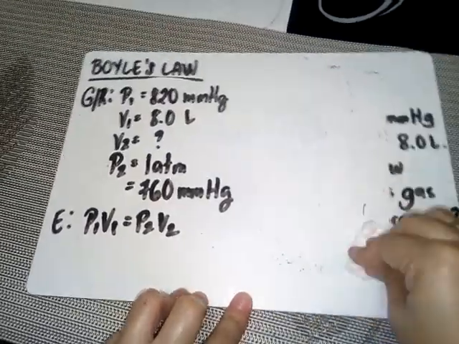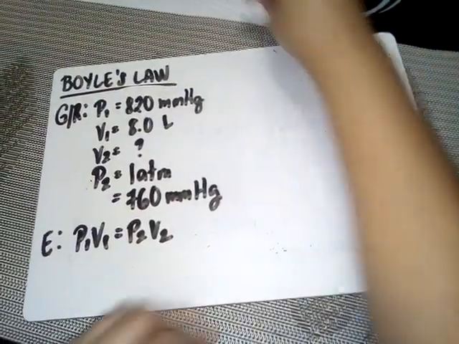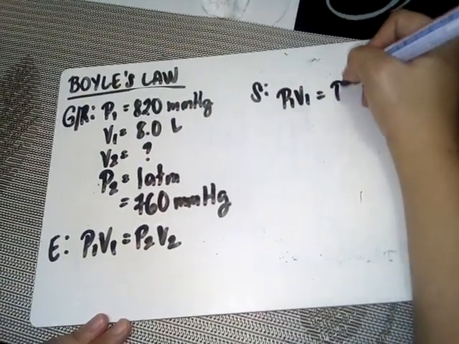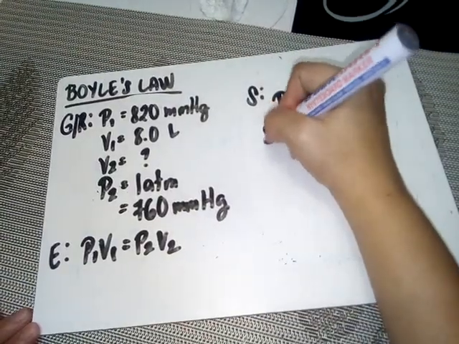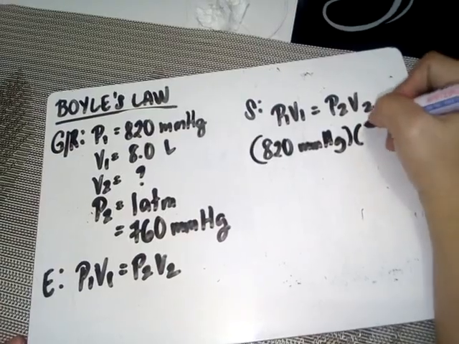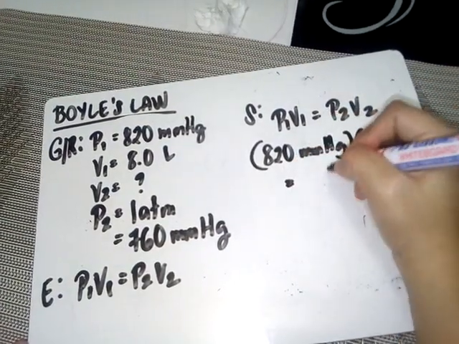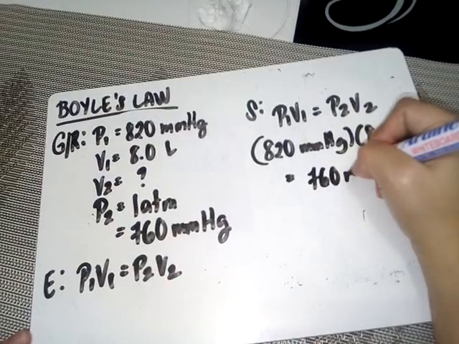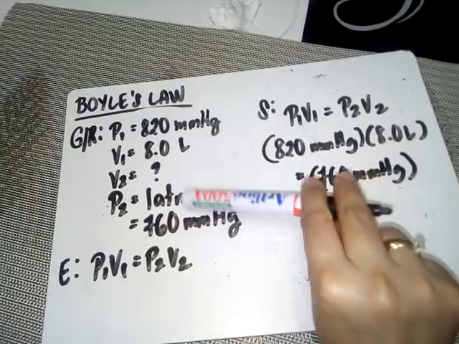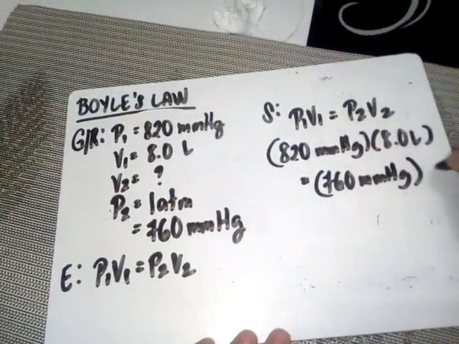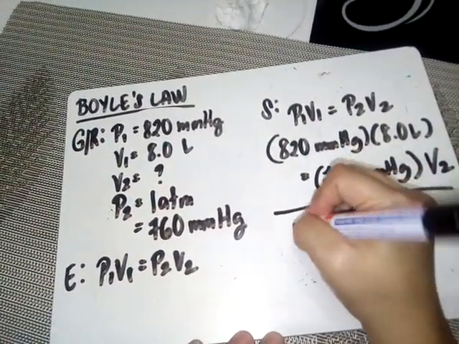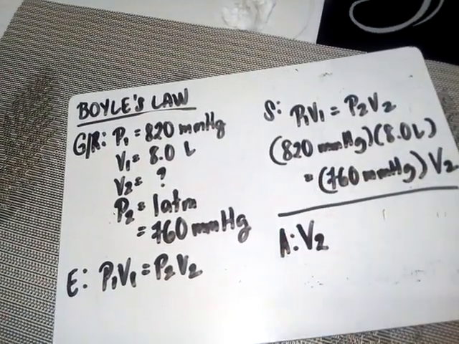This is just substitution. For our solution, it's P1V1 equals P2V2. P1 is 820 millimeters mercury times V1, which is 8.0 liters, equals P2, which is 760 mmHg. You notice that I use 760 millimeters mercury, not 1 atm, because we want our units to be consistent. So, we have one equation, one unknown. You can just solve for V2 as your final answer.